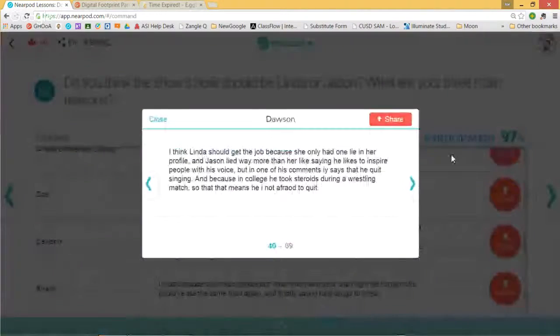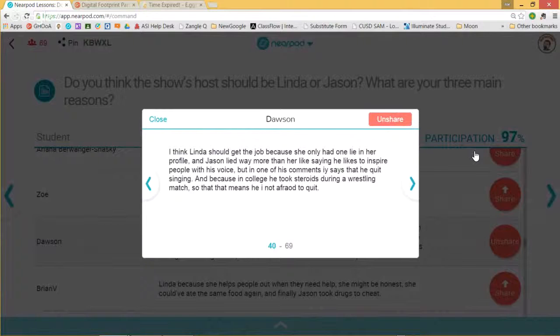Here's Dawson. Dawson says that Linda should get the job because she only had one lie in her profile, and Jason lied way more, saying that he likes to inspire people with his voice. But in one of the comments, he said he quit singing. And because in college he took steroids during a wrestling match, that means he's not afraid.